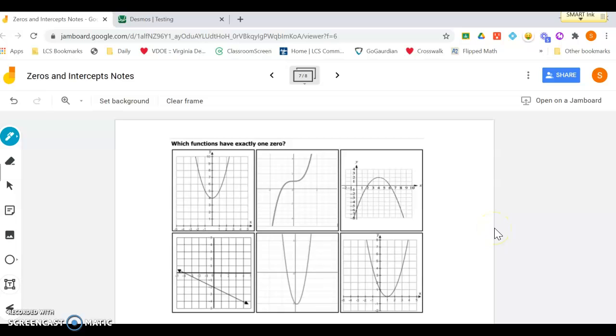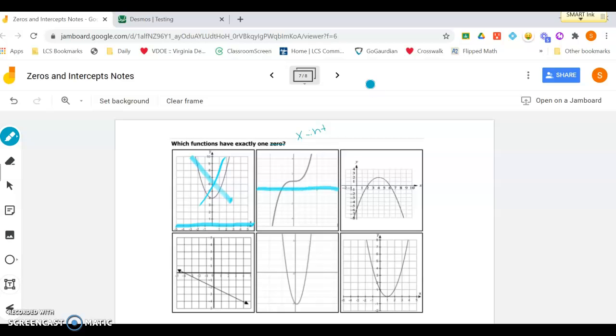So here's a harder question that you might see. Which functions have exactly 1 zero? So we have to figure out what is this asking us? Well, a zero is an x-intercept. So this is asking us which of these functions have one x-intercept. So which of these is only crossing through the x-axis one time? So if I highlight my x-axis, well, for this first one, we can see that this graph doesn't even touch the x-axis, so that's wrong.